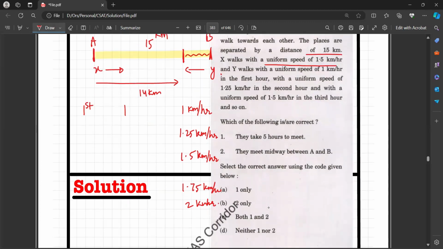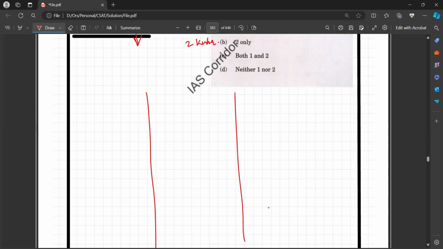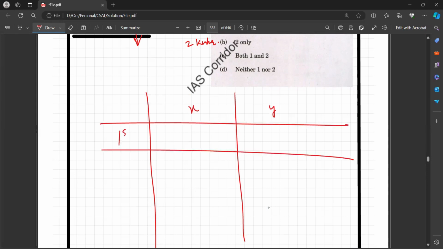X follows the speed of 1.5 kilometer per hour for the whole journey. They take 5 hours to meet. They meet midway between A and B. Let us see. Suppose this is X, this is Y. In the first hour, if X goes at 1.5 kilometer per hour, that means he will reach 1.5 kilometer from A. All measurements are done from A. Be very careful about it.